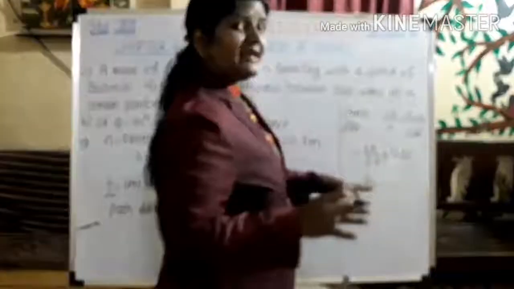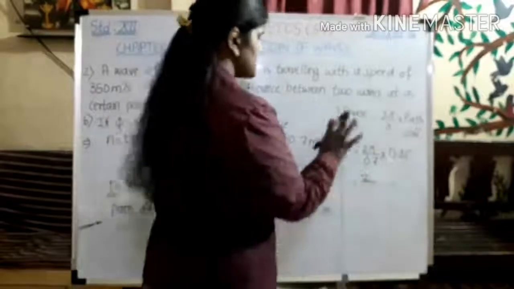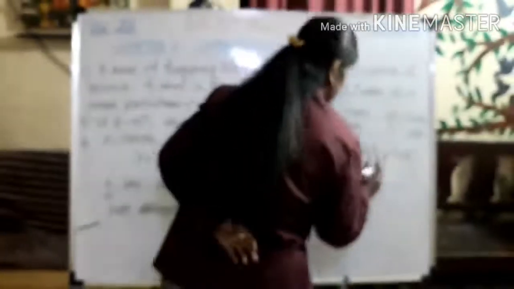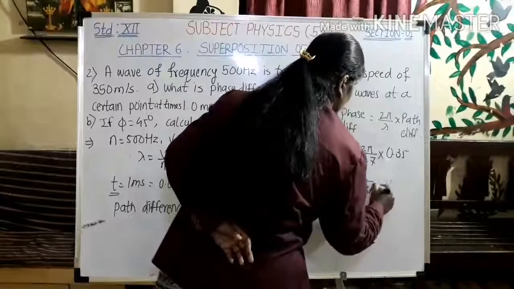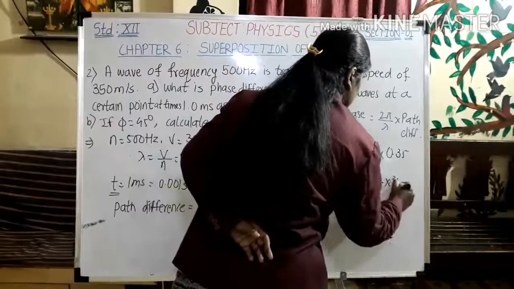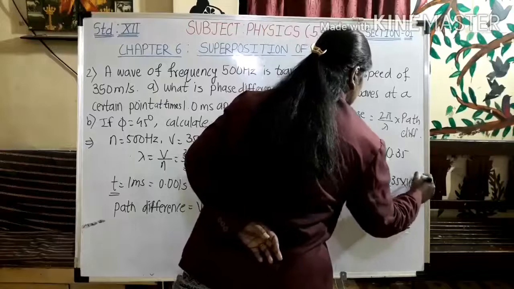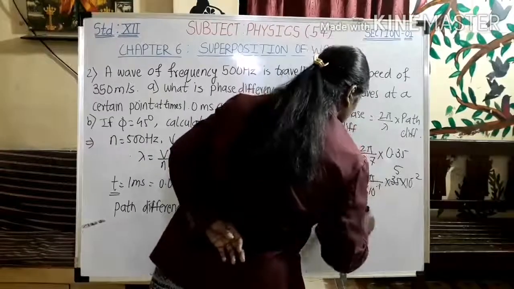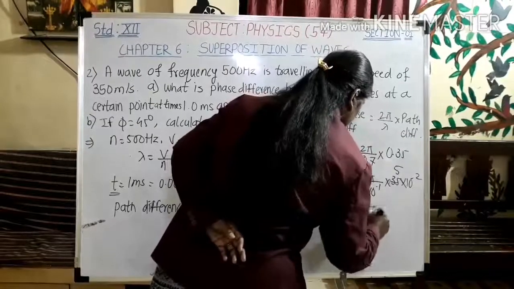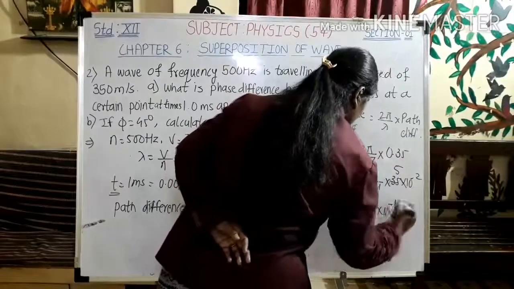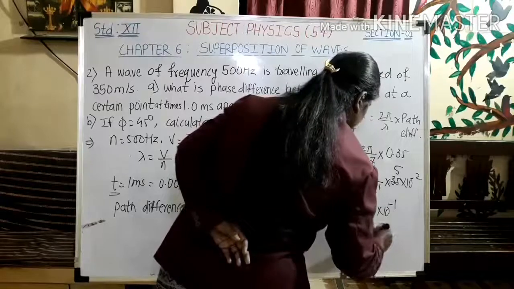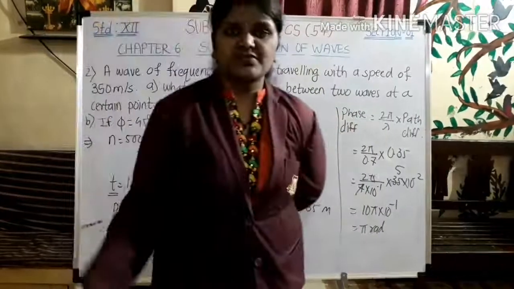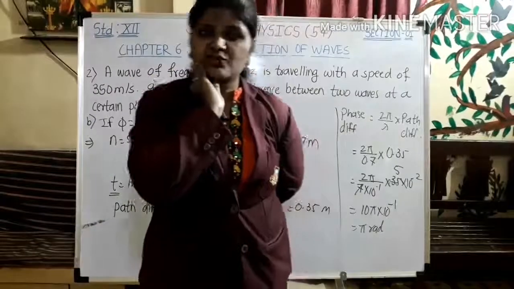After calculating, I will write all these things in a single number, that is 7 into 10 to the power minus 1 into 35 into 10 to the power minus 2. So this will be 5, so this comes out to be pi radians. So phase difference is nothing but pi radians. This is what you got.